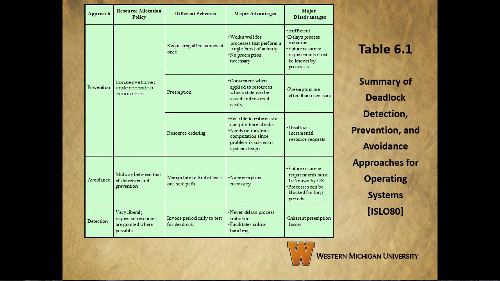This is table 6.1. It appears on page 266 of your operating systems textbook and summarizes deadlock detection, prevention, and avoidance approaches for operating systems. Please take a look at this in your book, study it, and make sure that you understand all the schemes, advantages, and disadvantages of the various approaches.